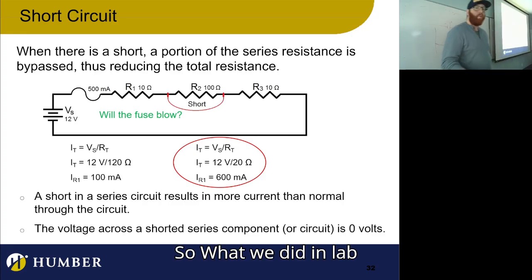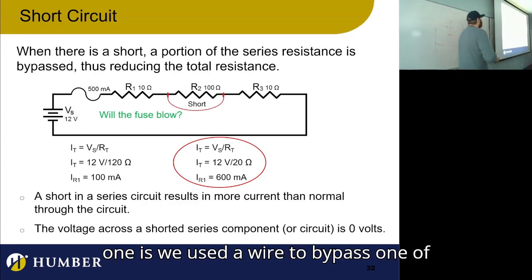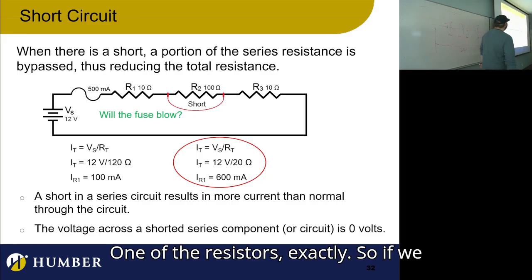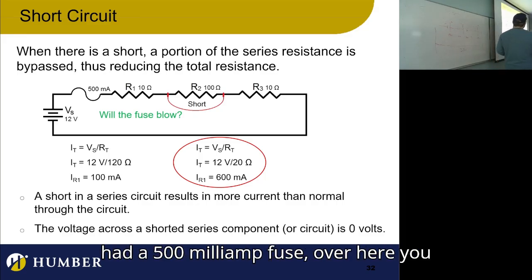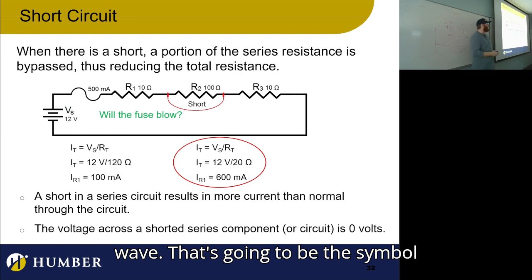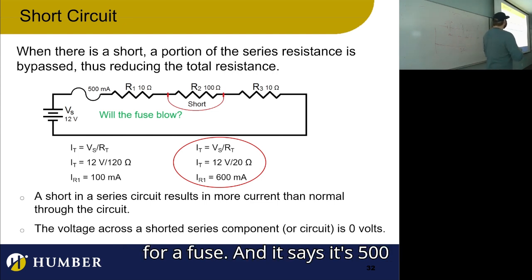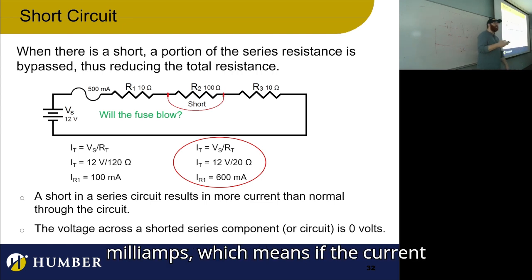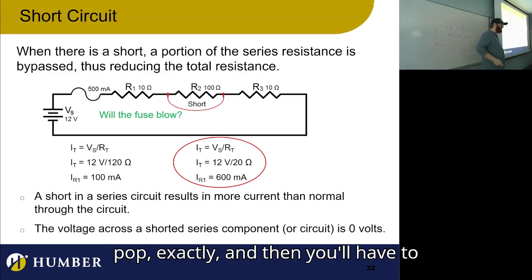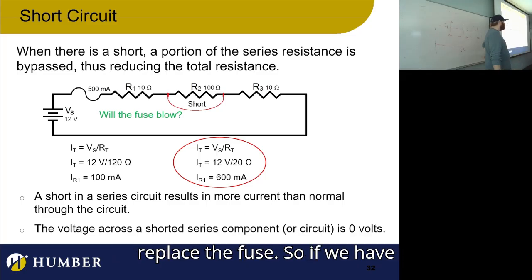So what we did in lab 1 is we used a wire to bypass one of the, what's it called? One of the resistors, exactly. So if we had a 500 milliamp fuse, over here you see this squiggly line, kind of like a wave. That's going to be the symbol for a fuse, and it says it's 500 milliamps, which means if the current goes above 500 milliamps, it's going to pop. Exactly, and then you'll have to replace the fuse.